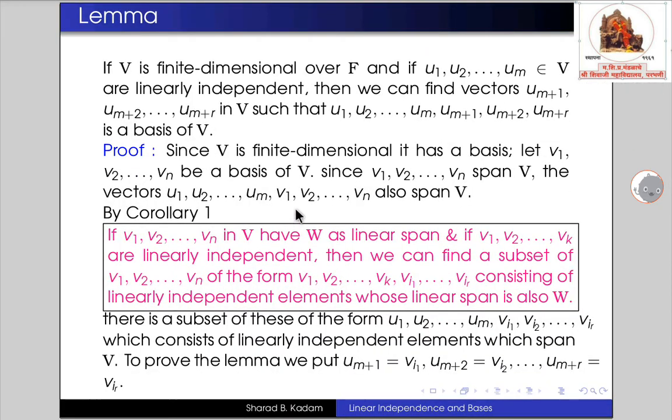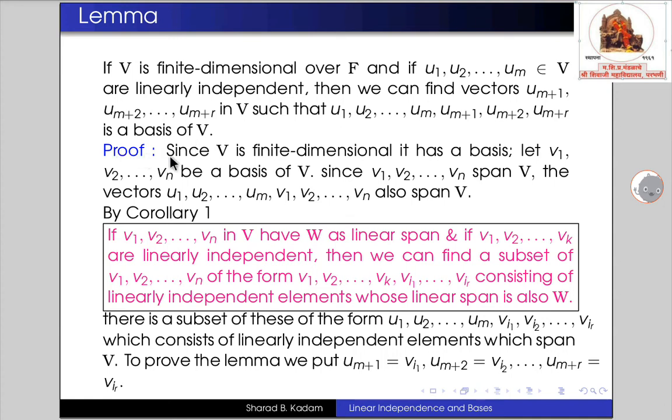Next we have a lemma. Its statement is: if V is finite dimensional over the field F and if u1, u2, ..., um belonging to V are linearly independent, then we can find vectors u_{m+1}, u_{m+2}, and so on, u_{m+r} in V such that u1, u2, ..., um, u_{m+1}, u_{m+2}, ..., u_{m+r} is a basis of V.